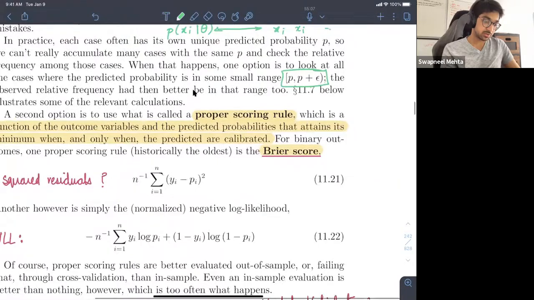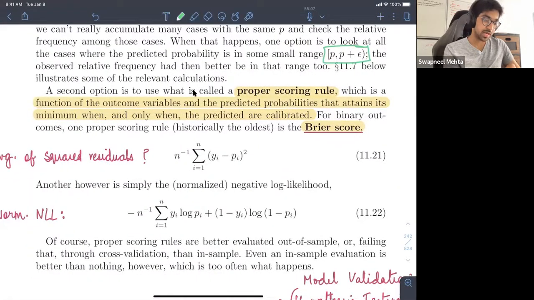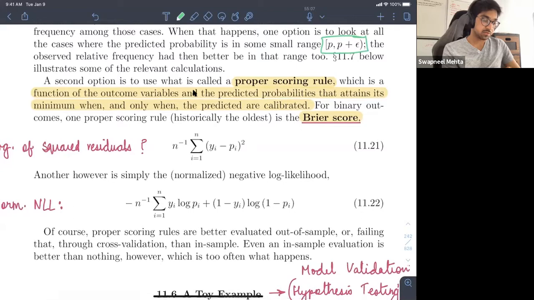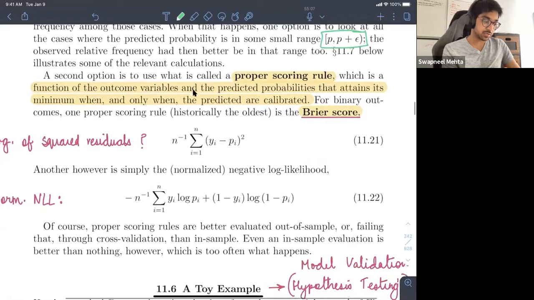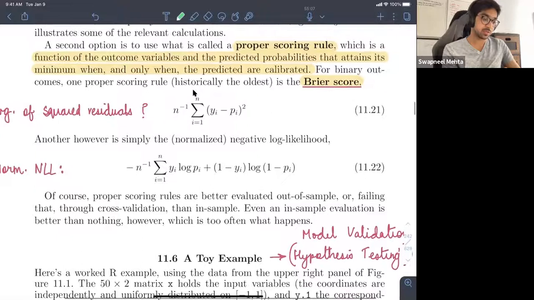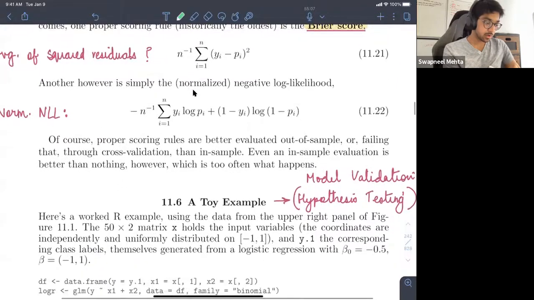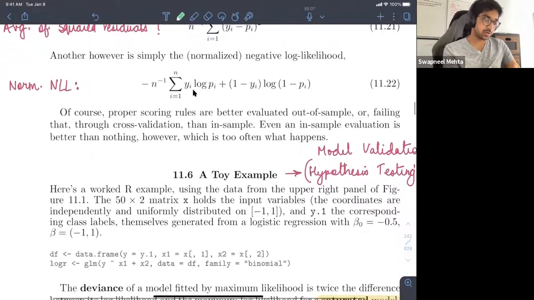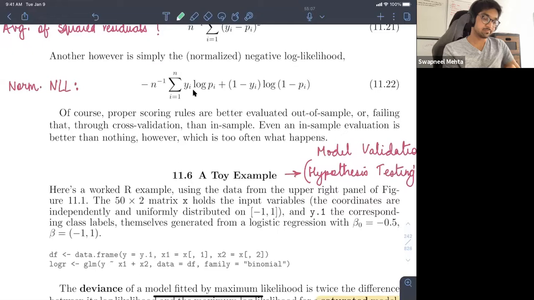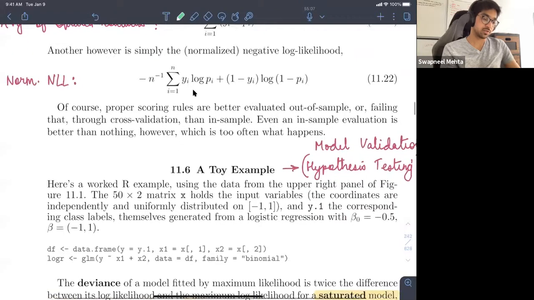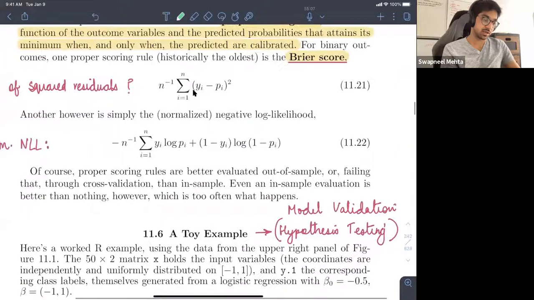A second option is to use a scoring rule to calibrate your model, which is a function of the outcome variables and the predicted probabilities, and attains its minimum when and only when the predictions are calibrated. For example, I can say the mean squared difference between the predictions and your targets. Or you can use the normalized negative log likelihood. Again, it's just a score function, which is typically used to check if your model is calibrated.